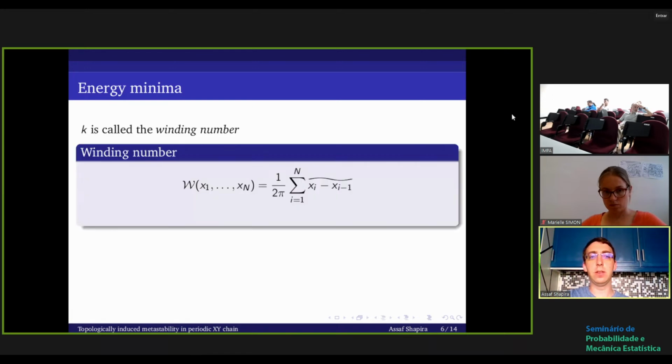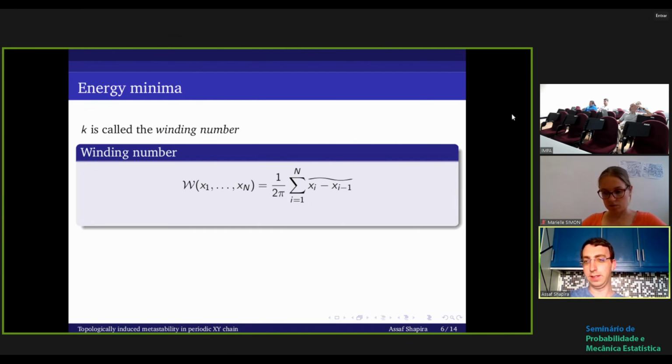We could actually define the winding number more generally for other configurations. So if we take any configuration, x1 to xn of spins, and then we take the angle between 2 neighboring spins, and we sum all of these angles. Since we're in a circle, we end up with something which is 2 pi times an integer. So we divide by 2 pi, we get an integer, which is called the winding number.